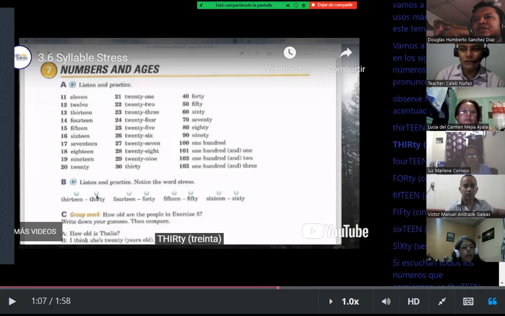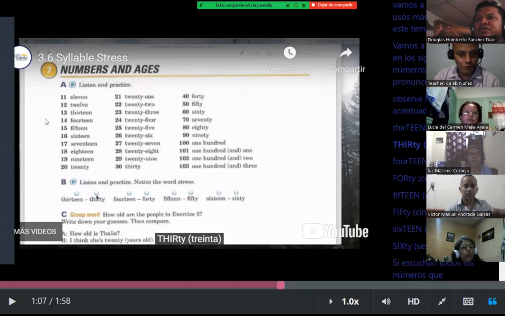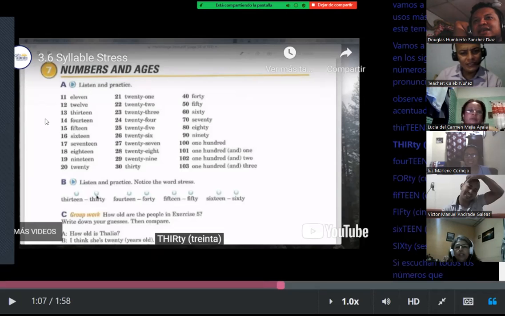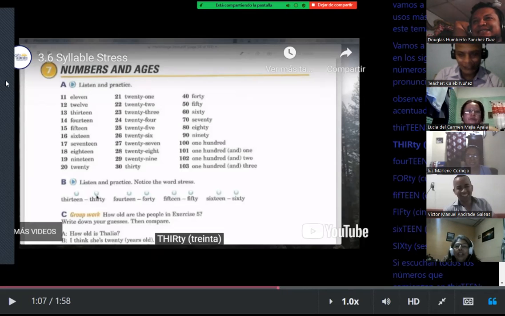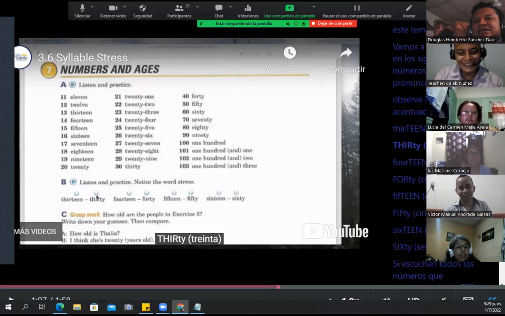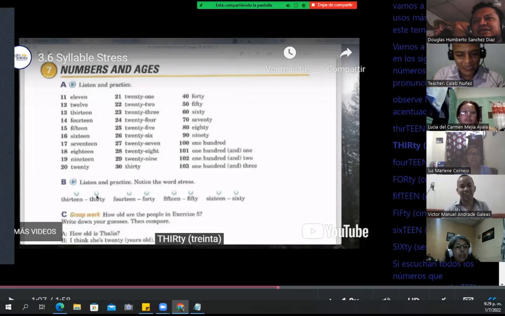Y ese teen comienza desde el 13 hasta el 19. Teen. A ver todos. Teen. Pelamos los dientes, guys. Pelamos los dientes. Teen. ¿Qué quiere decir ese teen? ¿Ah? ¿Qué quiere decir? 14. Fíjense que ese teen viene de la palabra teenager. ¿Quién ya ha escuchado esa palabra?